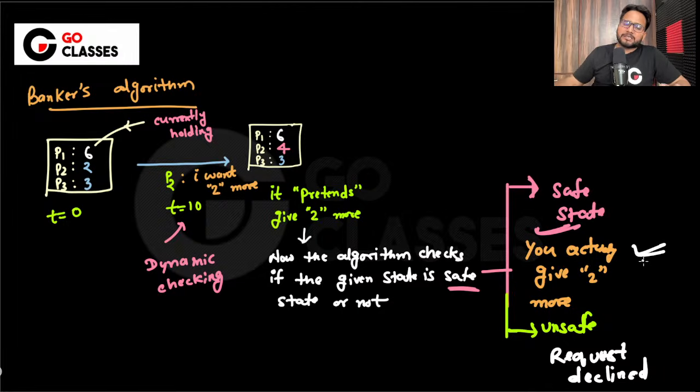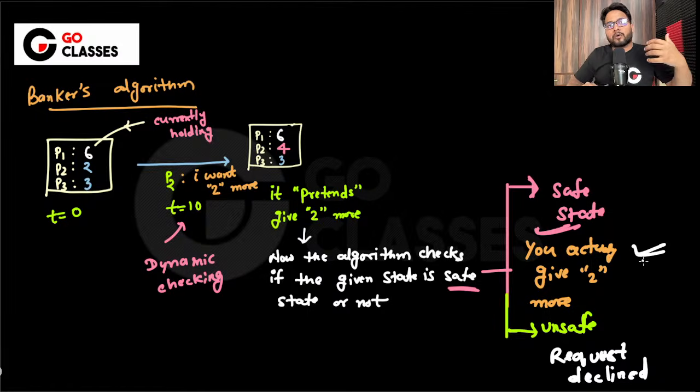The reason is that this is a very simple algorithm, it is not very complicated. We always want to be in the safe state. I will tell you in a while why unsafe state is a problem. So if you give it, then after giving it, are you going to the safe state or not? This is the main question that you always ask. If you're going to the safe state, then there is no problem. If you're going to an unsafe state, then the request will be declined.